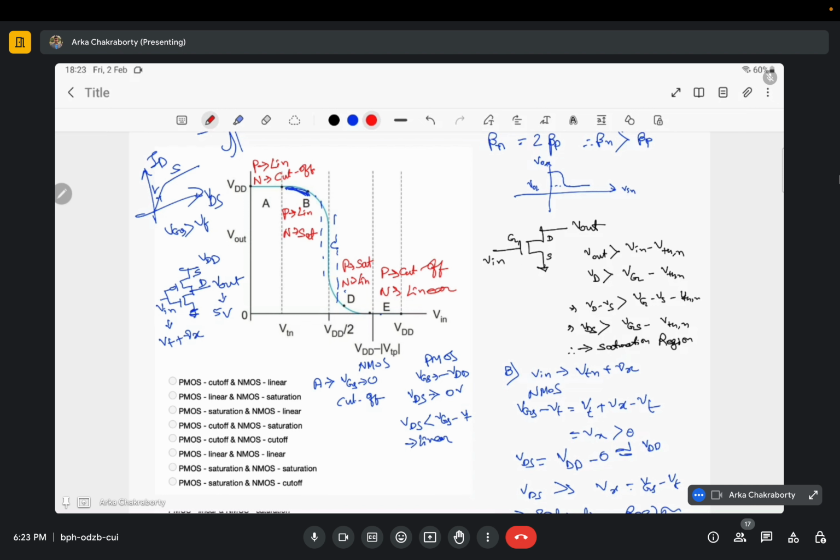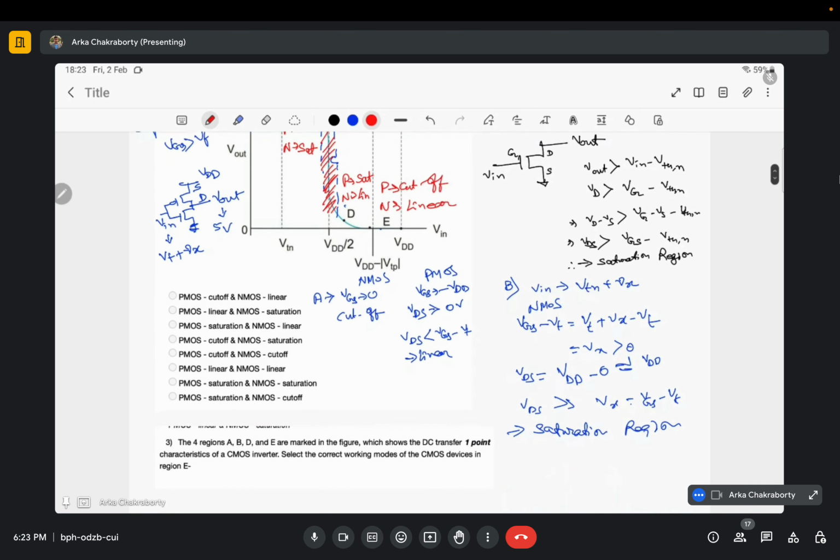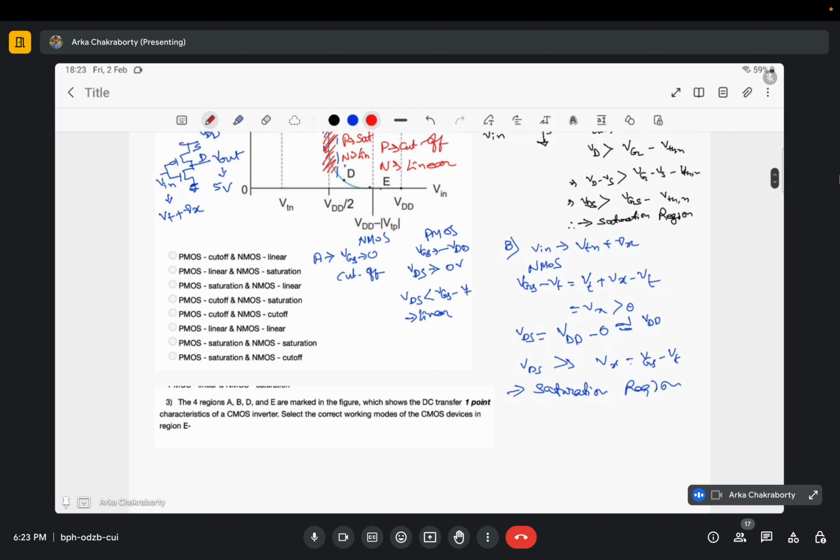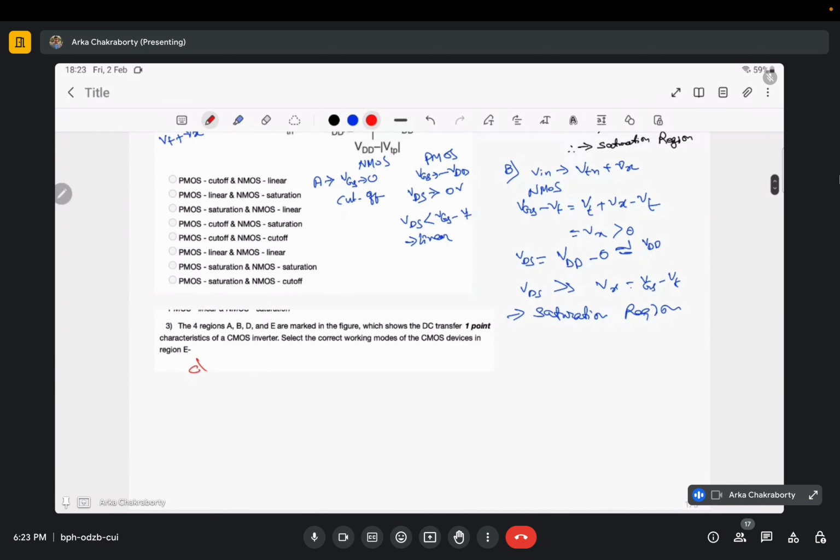Okay. Now there is an intermediate region here. Sir has not shown it. Let us consider it as region C. Guys, please, if you feel confused at any point, just tell me. I'll be more than happy to explain it to you.